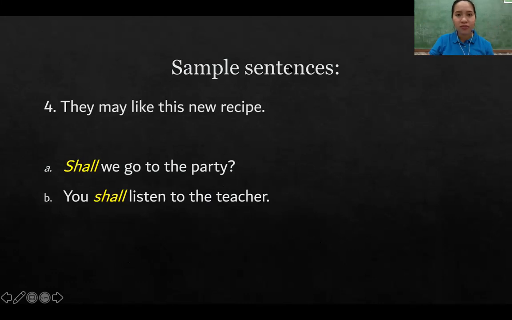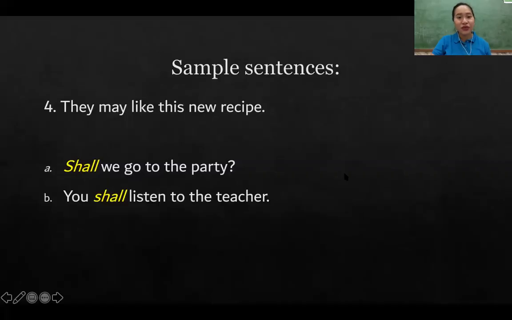Wait lang ha. Wait lang ha. Sige. Rewind. Okay, so let's continue. Okay. So, another modal, wala siya na underline ni teacher. They may like this new recipe. No, wala na change. Okay. So, okay. So, sorry for that interruption.